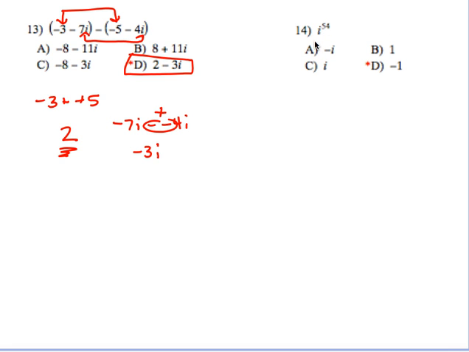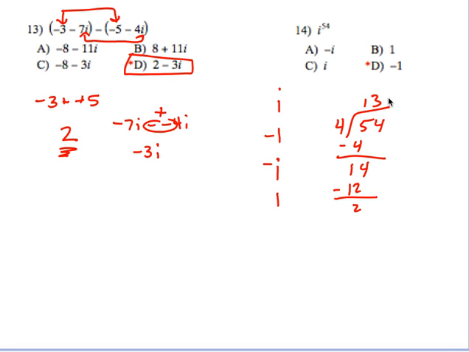All right, 54. Again, this is one of those problems where you could just count it out. If you remember the pattern, i, 1, negatives in the middle, I just do this. I'll say, okay, that goes. So I have a remainder of 2. So a remainder of 2 would be -1. And that is how you got -1.